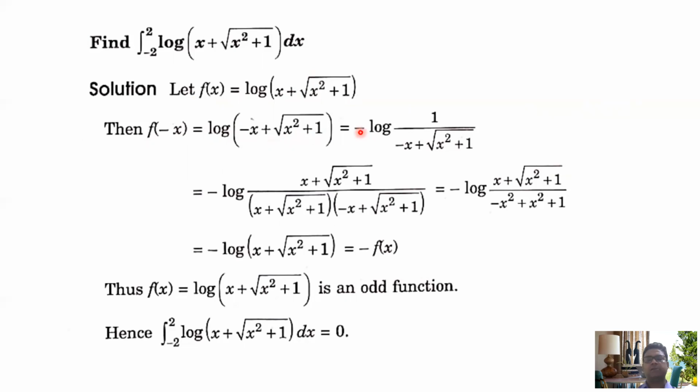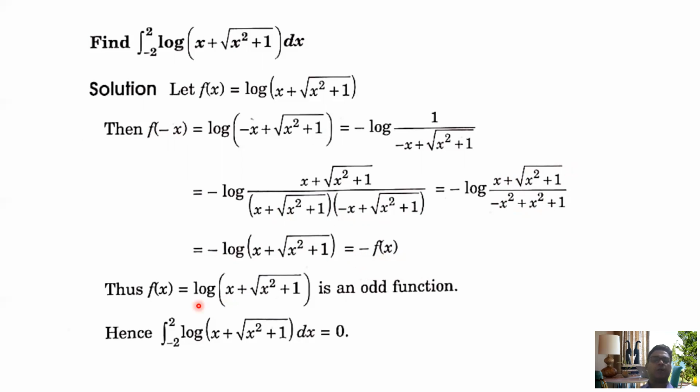If I take the minus sign, that is minus log of x, that is 1 by root under minus x plus root under x square plus 1. So if I rationalize this, that is minus log of x plus root under x square plus 1 by x plus root under x square plus 1 into minus x plus root under x square plus 1. If I simplify, what we have is x plus root under x square plus 1 by minus x square plus x square plus 1, so these two are cancelled. What is left is minus log of x plus root under x square plus 1, which is nothing but minus f(x). So from here it is clear that f of minus x is equal to minus f(x).